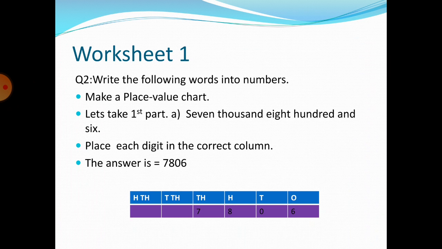Question number 2. Write the following words into numbers. What you have to do is the same: make a place value chart. Put all the digits that are given in the place value chart from right to left. You have to know the answer. You can solve the rest of the questions the same way. I have done the first part for your understanding. You can take help.